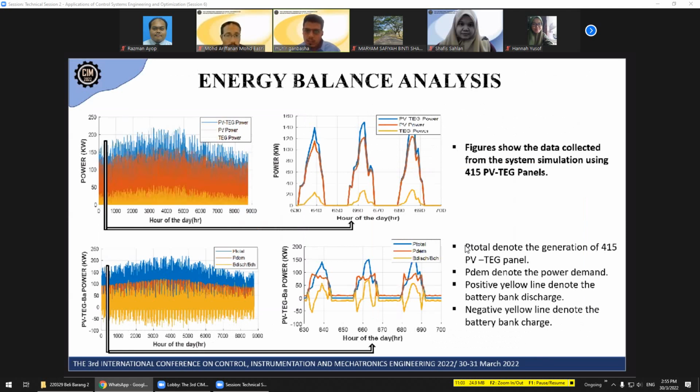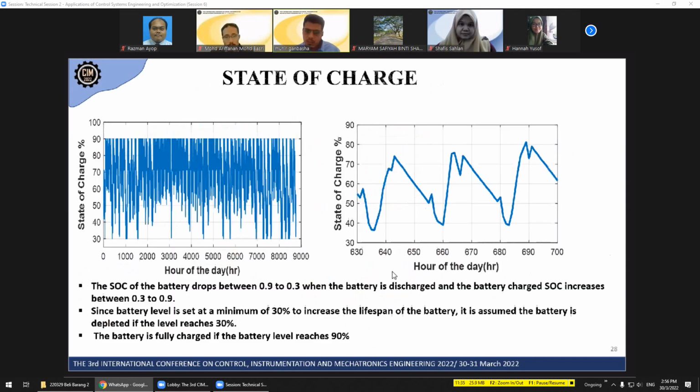This figure shows the data collected from the system simulation using 450 panels during 1 year. Yellow line describes the thermoelectric generation power. Red line describes the PV power. In this figure, blue line shows the generated power. Red line shows the power demand. Yellow line shows the discharge and charge for the battery bank.